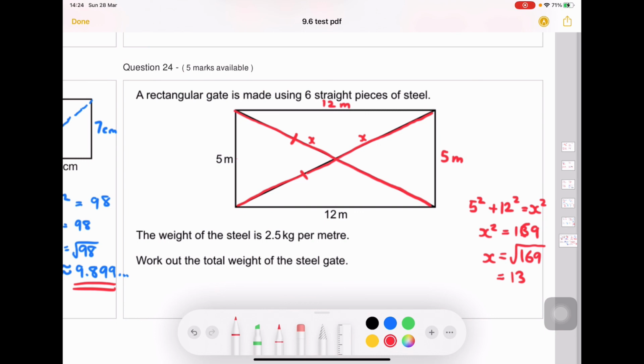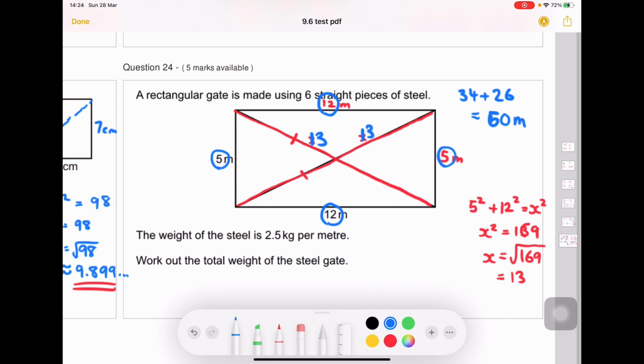Now let's count how many meters of steel we have in total. So 5 plus 5 is 10. 10 plus 12 is 22. 22 plus this is 34. 34 plus 13 plus 13, so 26, is 60. So 60 meters in total.